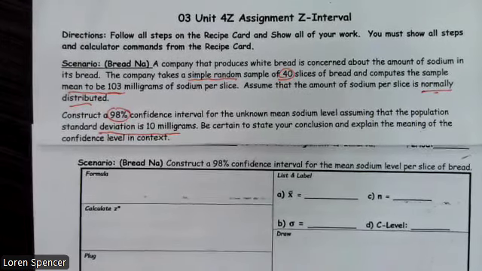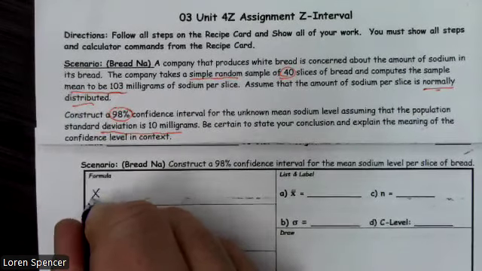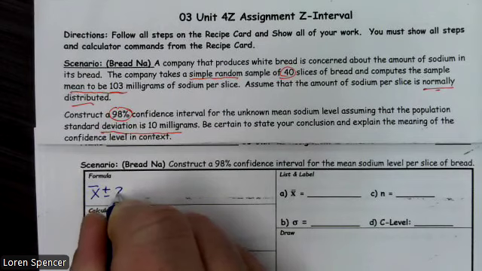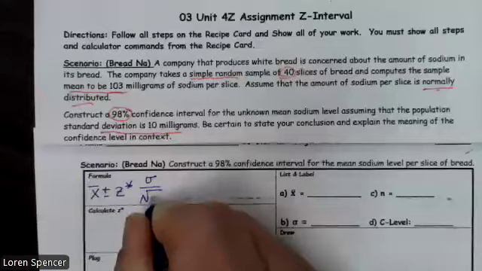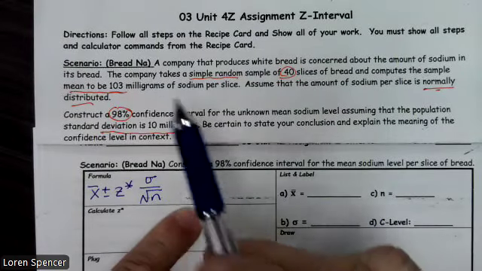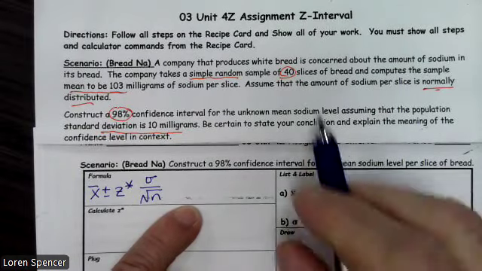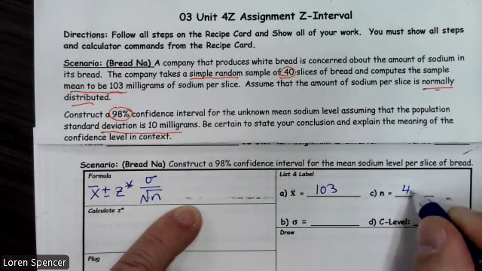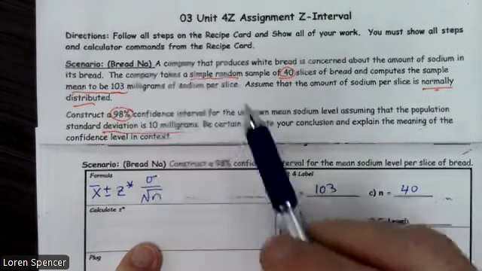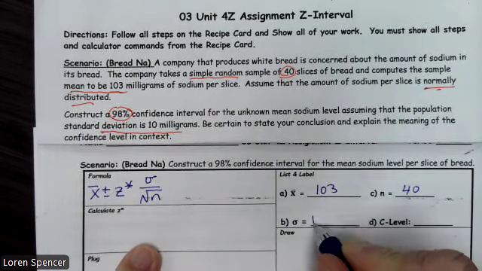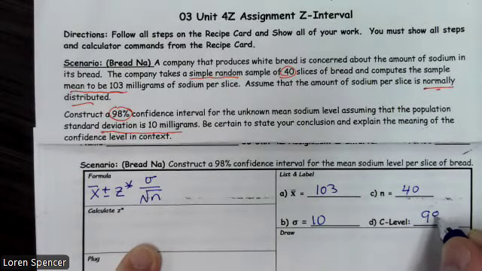So let's go ahead and start filling out our template. Our formula is going to be X bar plus or minus Z star, standard deviation of the population divided by the square root of n. Well, they told us that X bar, our sample mean, was 103. They told us we had a sample size of 40. And they also told us the standard deviation of our population was 10. And our confidence level that we want is 98%.